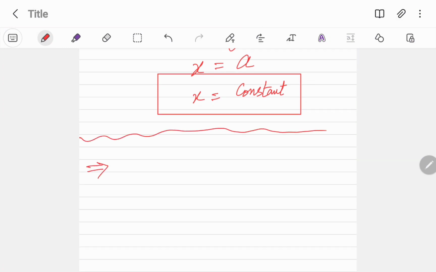Now we are going to discuss the condition for the parallel of two lines.